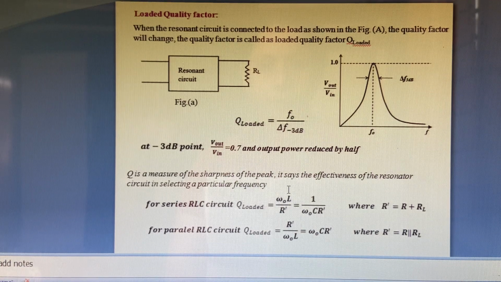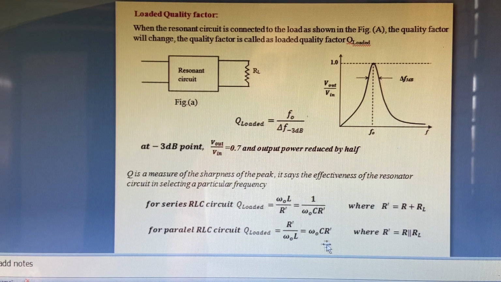For loaded resonator circuits like this, the quality factor changes. The quality factor for a loaded circuit is given by this equation: omega naught L divided by R dash, where R dash is equal to R plus RL. Similarly, for a parallel RLC circuit, it is equal to R dash divided by omega naught times L.